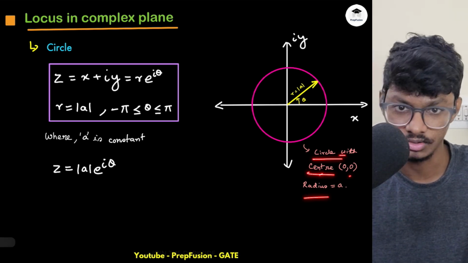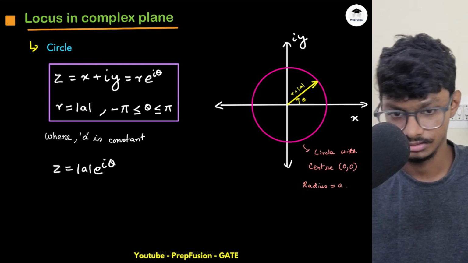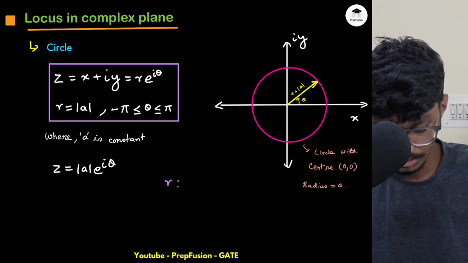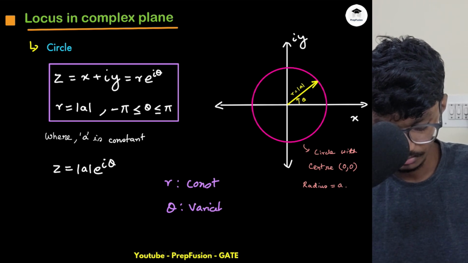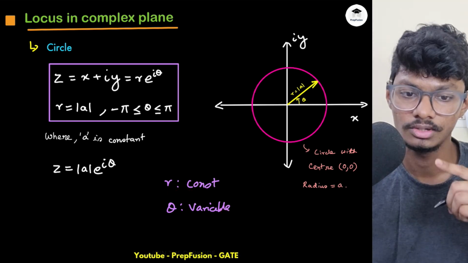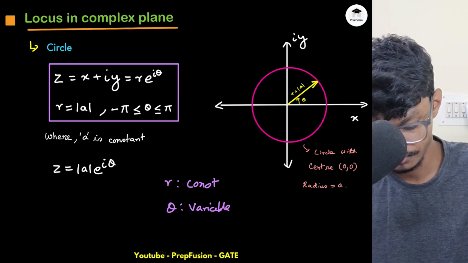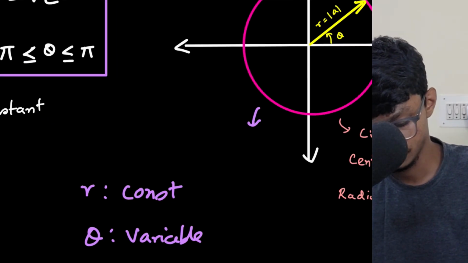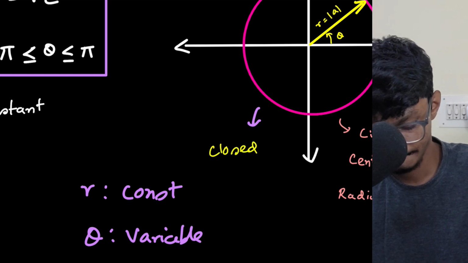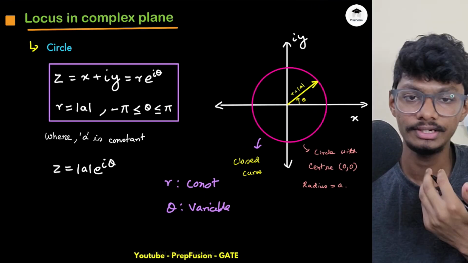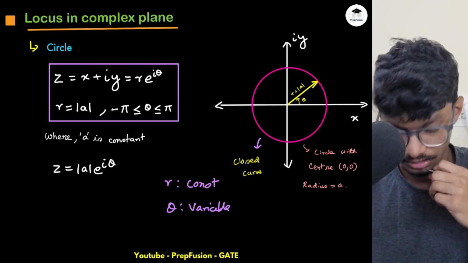Exactly, that is what is written over here: circle with center 0, 0 and radius a. Okay, so basically I will write that my R is constant and theta is variable. So I will get a circle of constant radius. As my R is constant, the distance from the origin will always be constant, and I will get a closed curve. Obviously this will also cover a surface. Anti-clockwise, clockwise, 0 to pi.